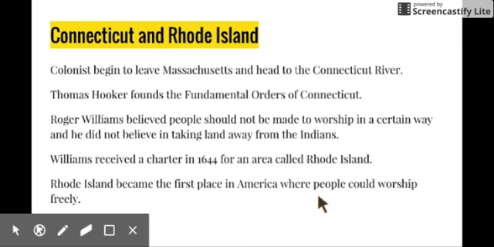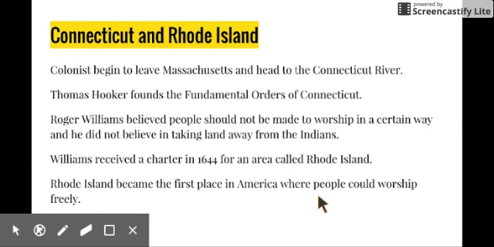Order. Order can mean multiple things. Order in a line, order a meal. However, the order we're talking about is order and structure. So these are the structures of Connecticut, the way to survive, but it was the first laws in the New World.